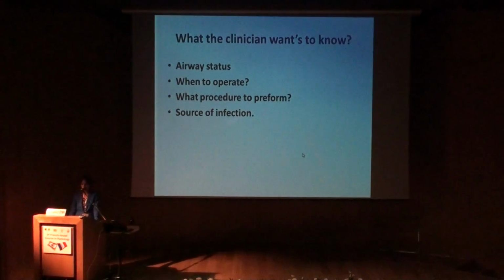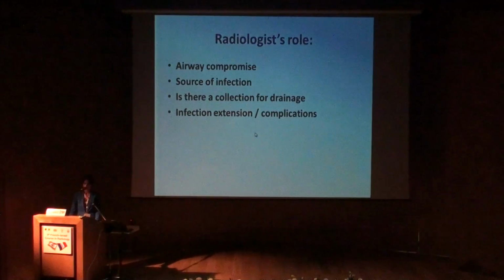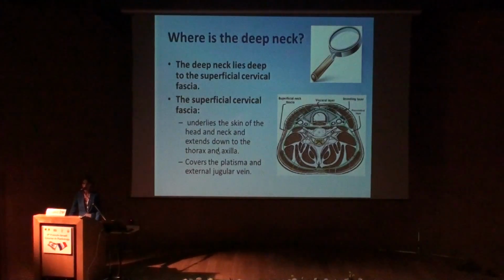So what does the clinician want to know when he refers a patient for a study in question of deep neck infection? He wants to know the airway status. He wants to know when to operate, is there a need for operation, what procedure to perform, internal or external drainage, and possibly the source of infection. So what we should do is look for airway compromise, look for the source of infection, look if there is a collection to drain, and evaluate the extension of infection and possible complications.